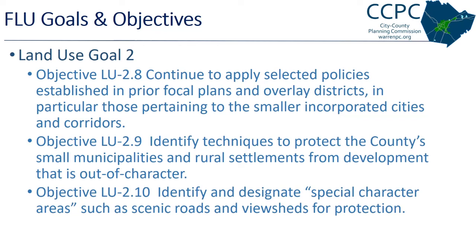Objective LU 2.9, identify techniques to protect the county's small municipalities and rural settlements. That's development that is out of character. Goes along with 2.8. And then 2.10, identify and designate special character areas such as scenic roads and view sheds for protection. Again, need to pay more attention to those types of plans, and certainly look at a couple of our corridors. We've most recently done Scottsville Road corridor, though it probably didn't go out far enough, and then we've done the Plano community as well. But we do need to look at other areas of the county.